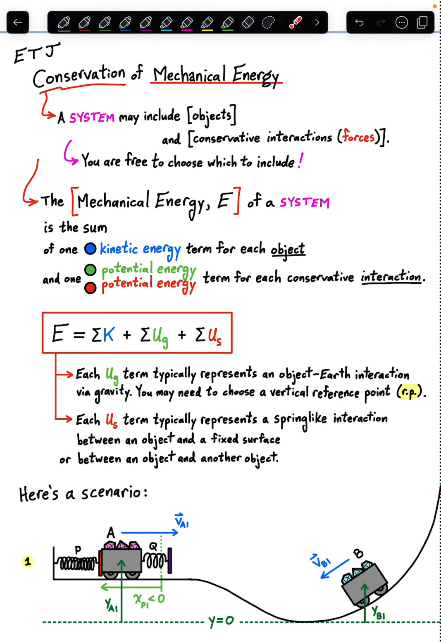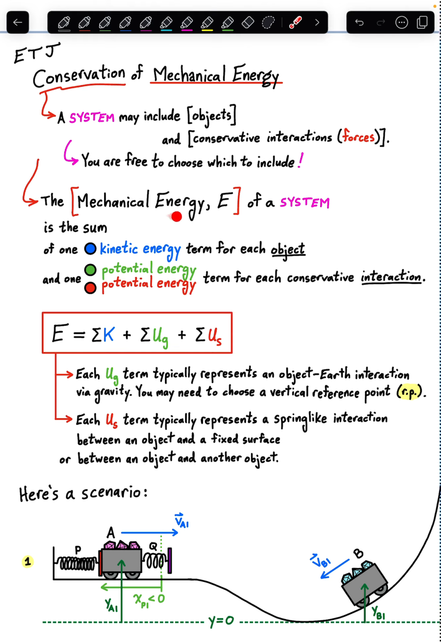Here we introduce the mechanical energy of a system and show the circumstances under which mechanical energy is conserved. A system may include objects and may also include conservative interactions or conservative forces. And you are free to choose what to include in a system. It's always up to us what's in and what's out.